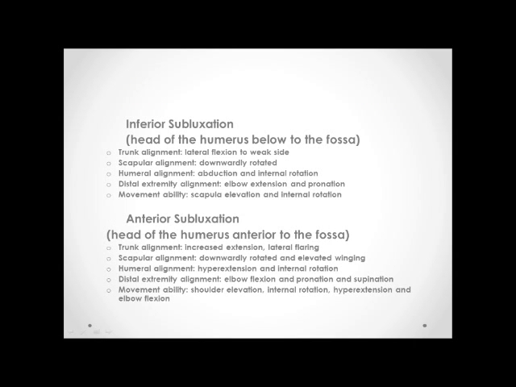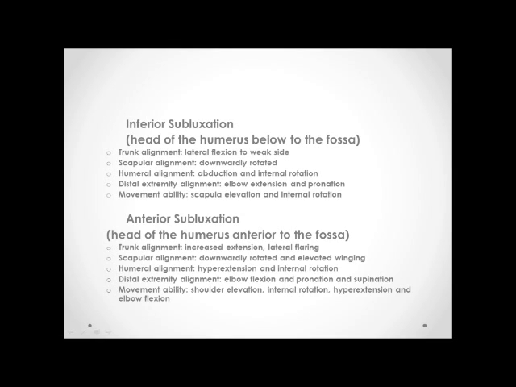The first subluxation is inferior. So that's when the head of the humerus is below that fossa. And with that, you can see flexion to the weak side with trunk alignment. With your humeral alignment, you can see abduction and internal rotation. And then the movement ability they can have is scapular elevation and internal rotation.